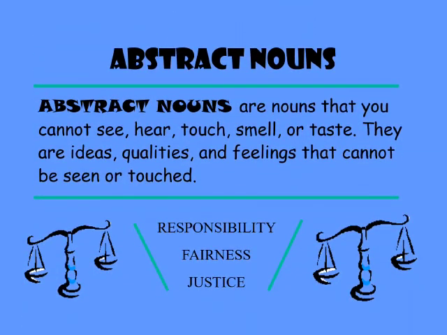Now, when we talk about abstract nouns, they are the nouns that do not have any physical existence. That means we cannot touch them or see them. And these are ideas and feelings.